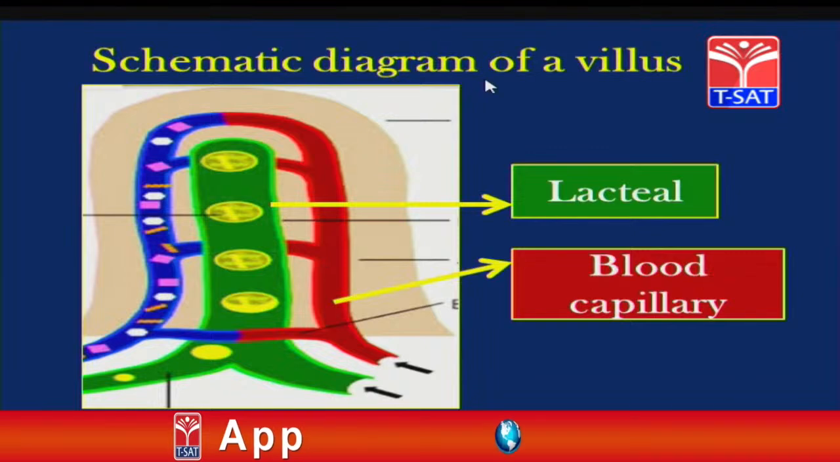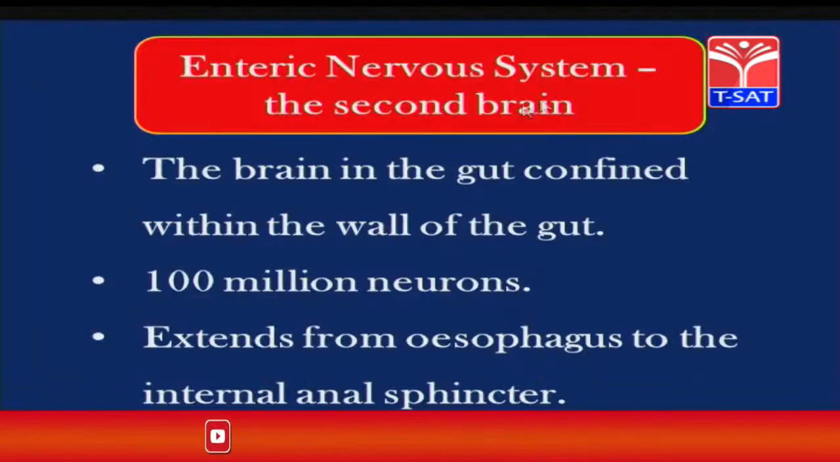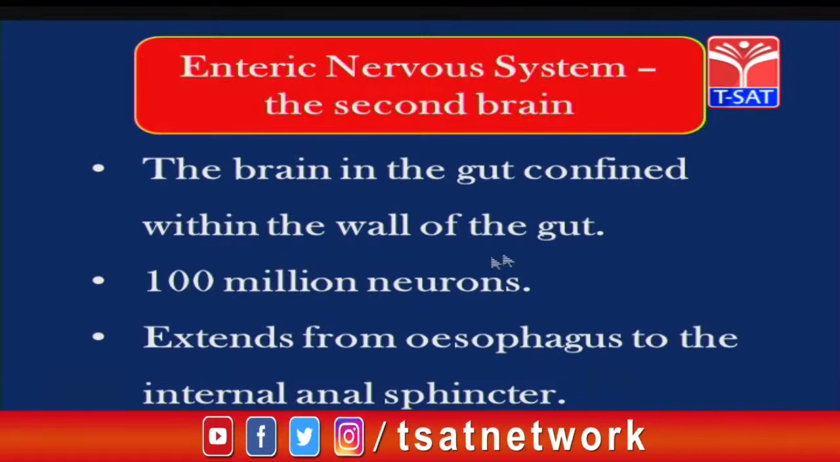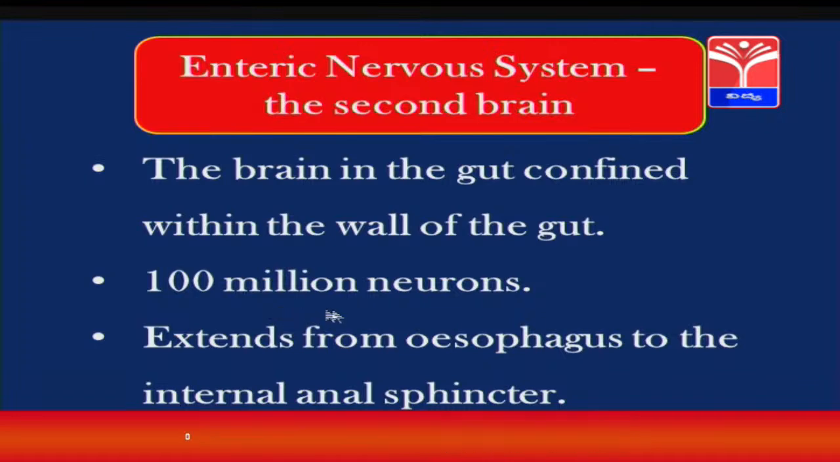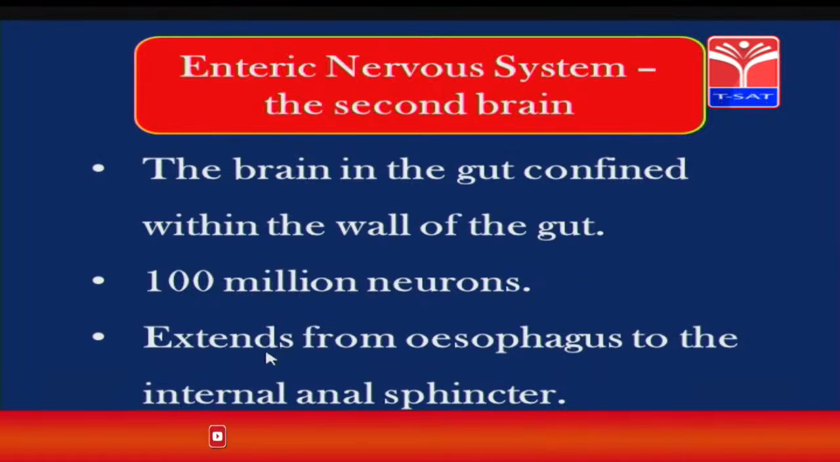Students, this is the schematic diagram of a villus. The enteric nervous system, the second brain. The brain in the gut, confined within the wall of the gut. It contains more than 100 million neurons, that is more than the number of neurons that are present in the spinal cord. This enteric nervous system extends from the esophagus to the internal anal sphincter.